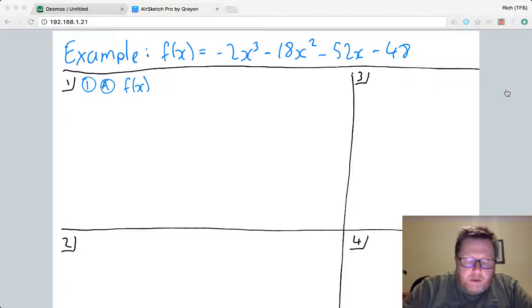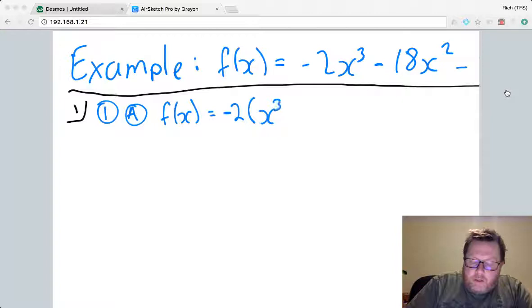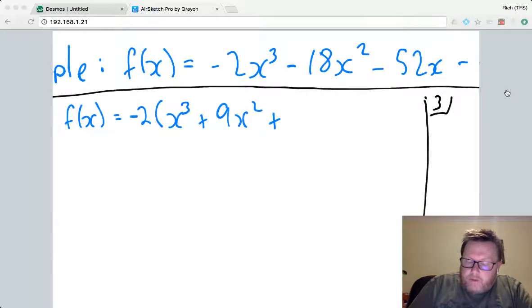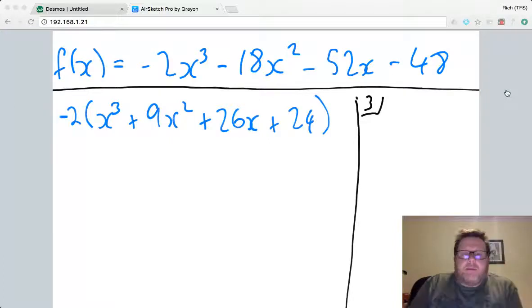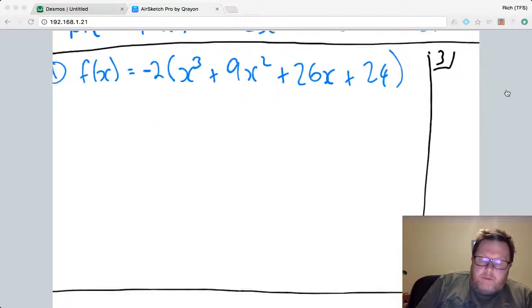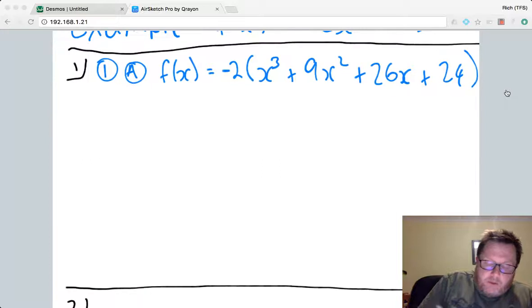So not only will I take out a common factor of 2, but I'll make it a common factor of negative 2. So I'll just zoom up again. f of x equals negative 2 outside of, and that leaves me with x cubed plus 9x squared plus 26x plus 24. Okay, so that becomes our slightly factorized expression. And now I'm going to try and factorize the inside. To do that, we're going to use the factor theorem. So let's just remind you about the factor theorem.